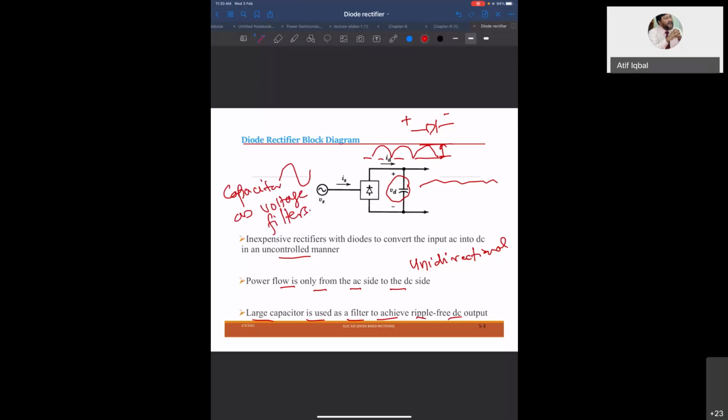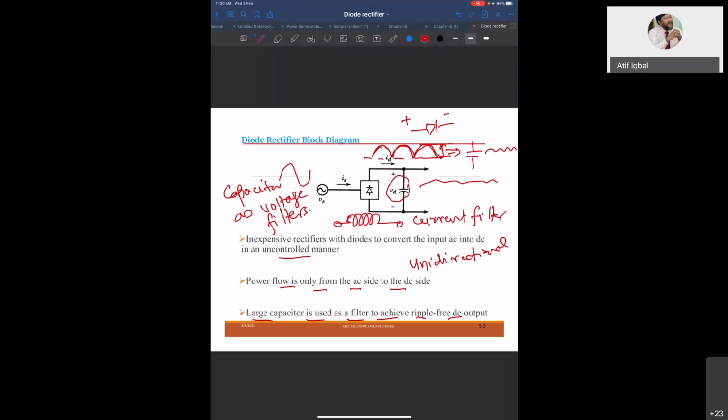Voltage filters means if you have a large ripple in the voltage, and you add a capacitor, then it will have lower ripple. Ripple will be reduced. You cannot completely eliminate it, but you can reduce it to a large extent. So a capacitor is always used as a voltage filter. Remember this. And the inductor is always used as a current filter.